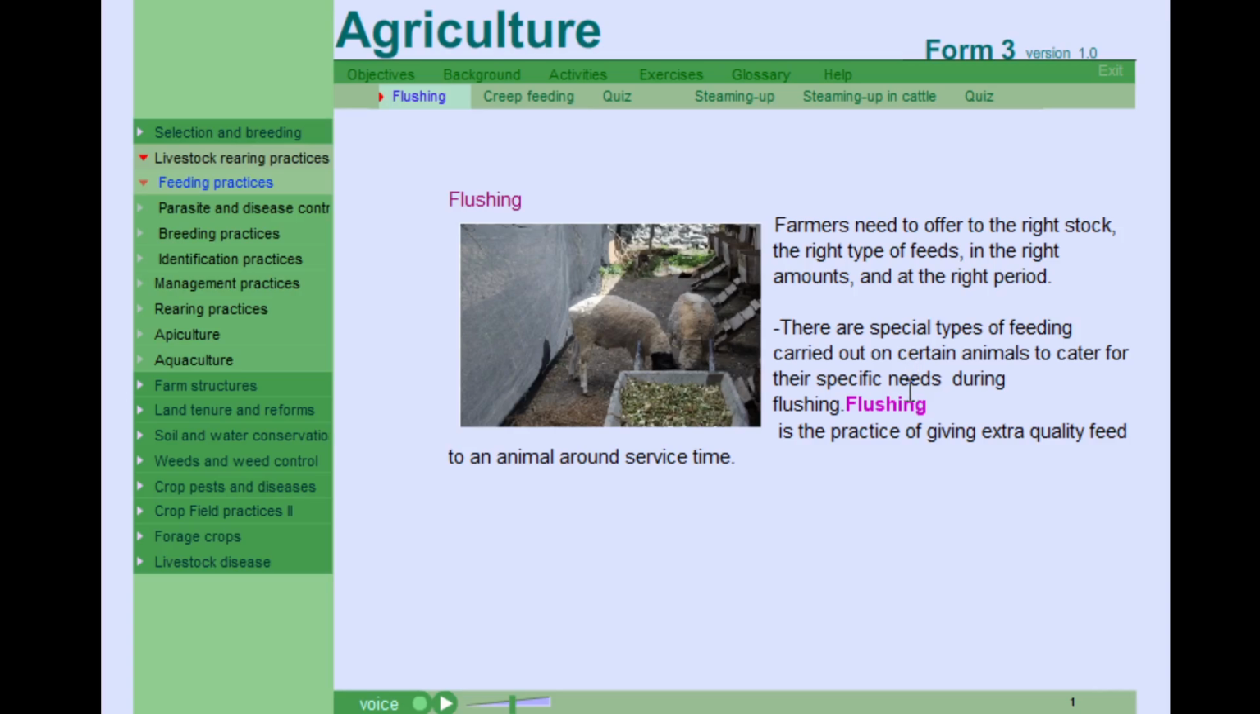Flushing. Farmers need to offer to the right stock the right type of feeds, in the right amounts, and at the right period. There are special types of feeding carried out on certain animals to cater for their specific needs. For example, flushing. Flushing is the practice of giving extra quality feed to an animal around service time.